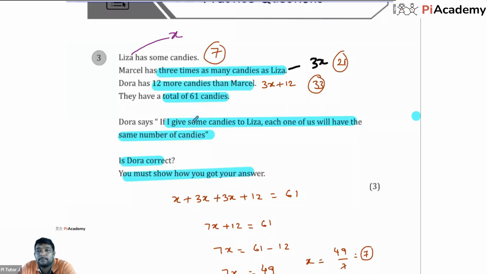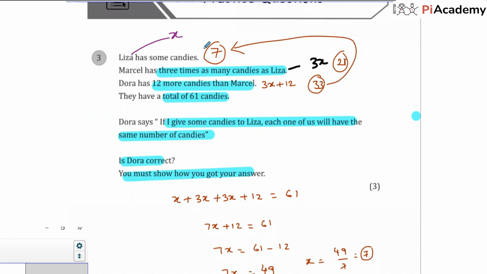Now, Dora says, if I give some candies to Lisa, for example, she has 21, okay? So to get 21, Lisa would need 14. So if Dora gives 14, how much will Dora have? 33 minus 14 is how much? 19, right? So Dora will only have 19 if she gives 14 to Lisa. So there is no way that each of them will have the same number of candies. So Dora is incorrect. She is not correct.